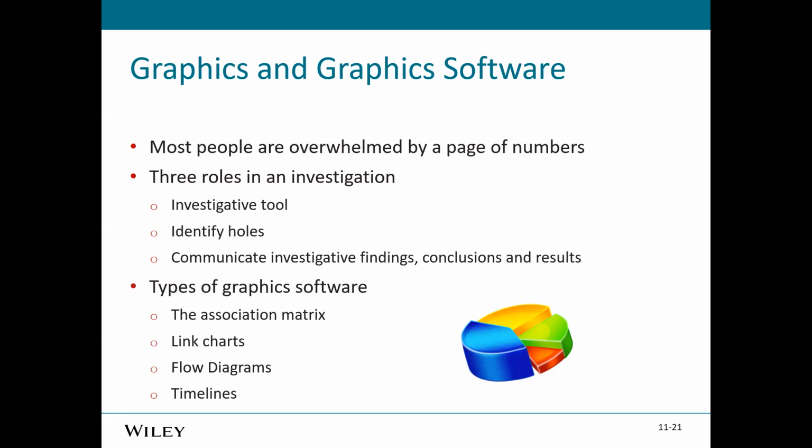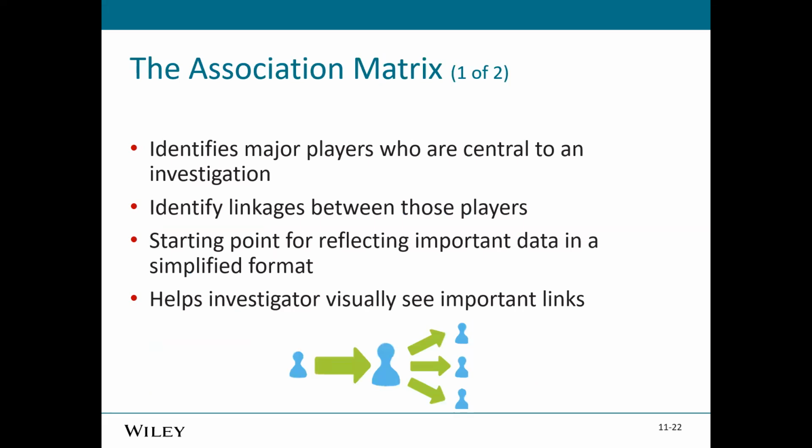3 specific types of graphics I want to show you and talk about are the association matrix, the link charts, flow diagrams, and timelines. So the first, the association matrix, this one is a little bit more basic than the one we'll look at next, but basically it's going to identify who is central to the investigation, so who our key players are, and how they are linked to one another. So this is a good visual to show how everything fits and what the big picture looks like.